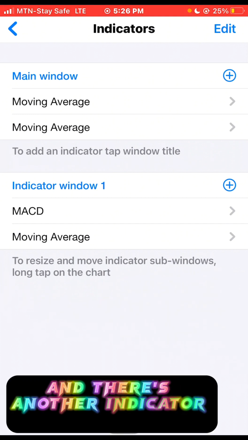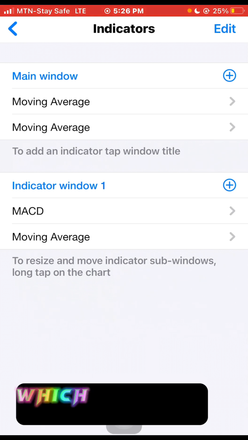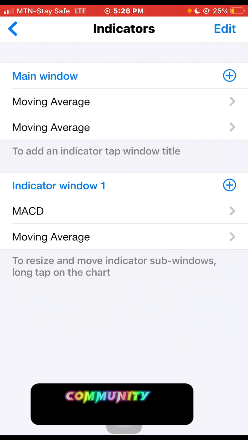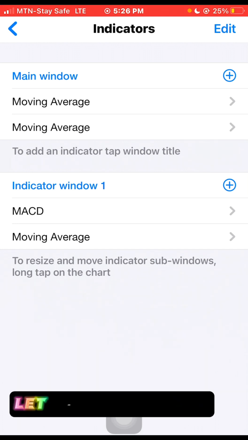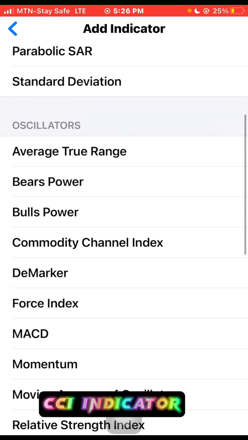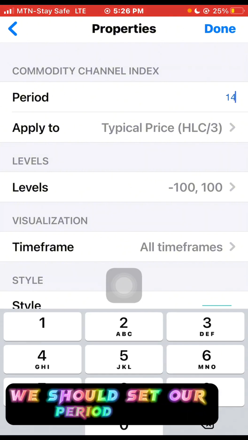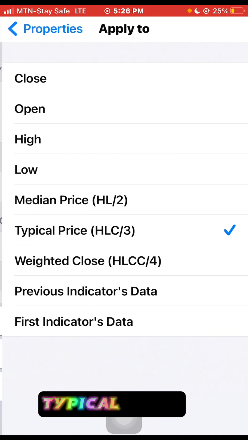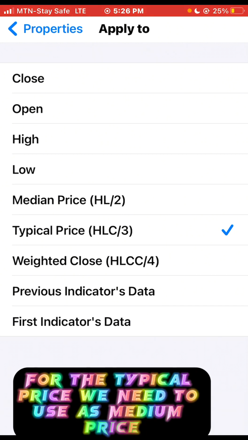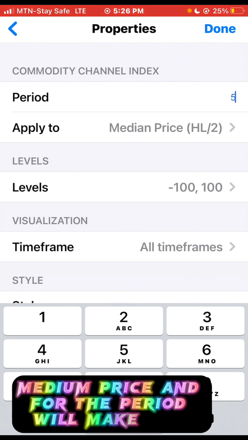And there's another indicator we need to add. On this indicator, we need to add only one single indicator, the commodity channel index. Let me put it here, commodity channel index, this is it. We should set our period to 21. For the typical price, we need to use the median price. And for the period, we'll make it 21.